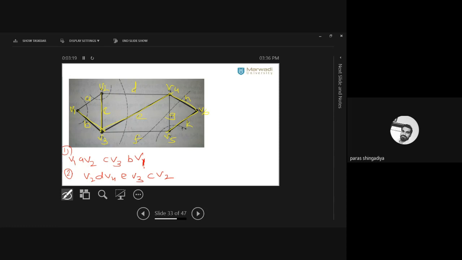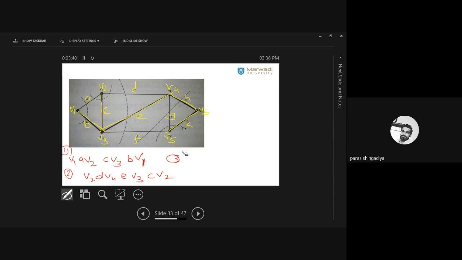It is also one closed walk. And how many edges does it include? 3 edges. Which 3 edges? C, D, E, where C and E are the branches and D is the only chord. Clear? So that is also known as a fundamental circuit. Is it clear? Now let's derive another example.